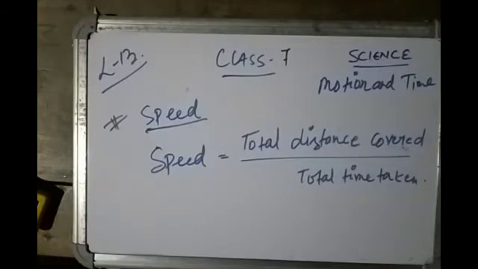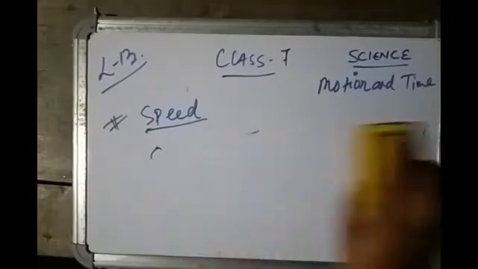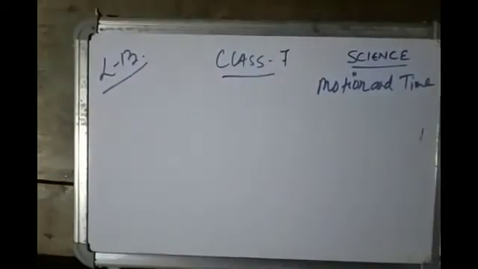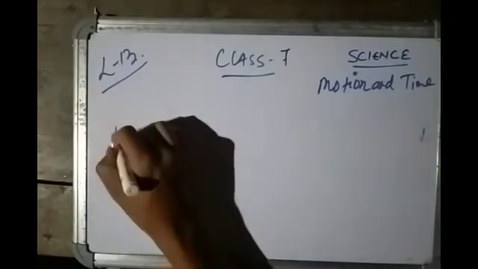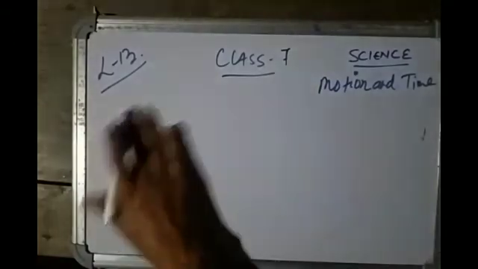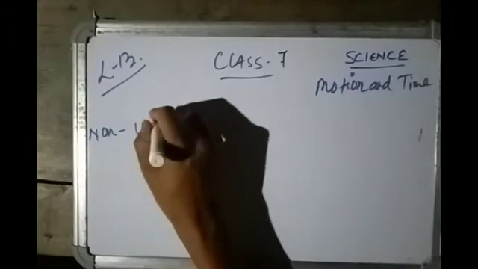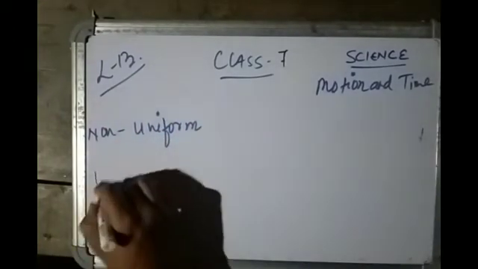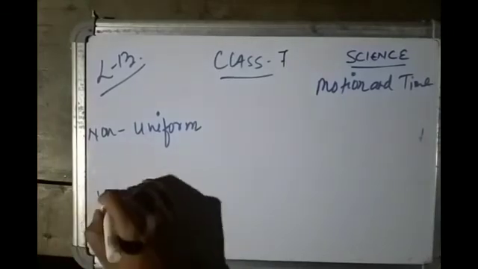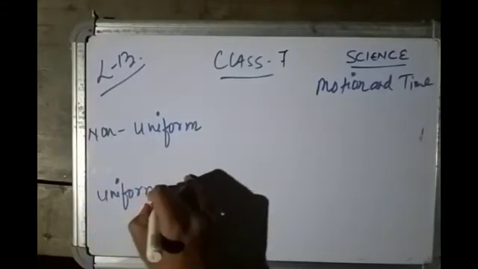And 2 points are given. One is non-uniform and the other one is uniform motion. So let's discuss non-uniform and uniform motion. These 2 points are given, which are related to speed.